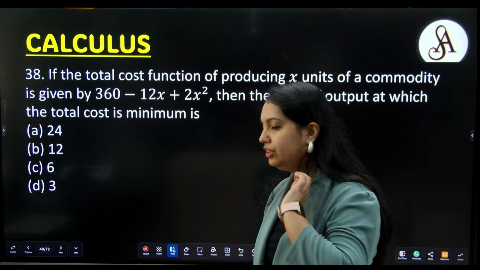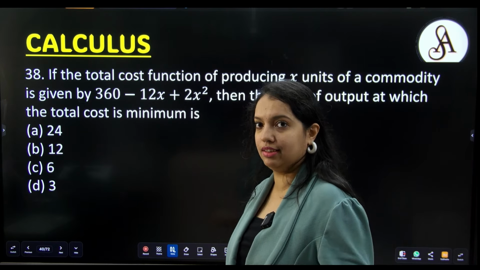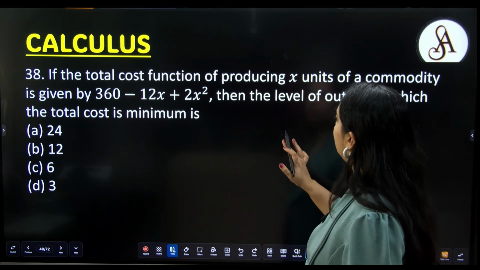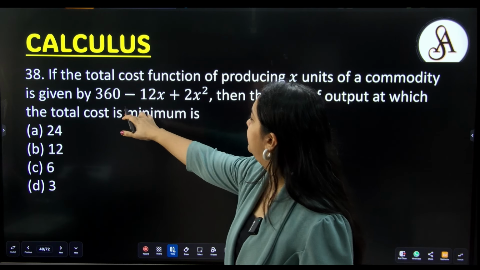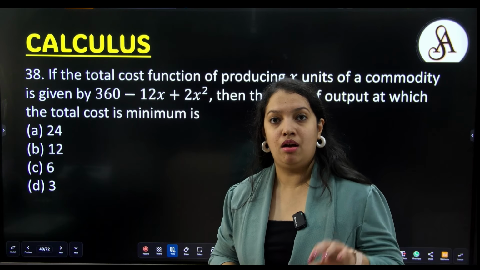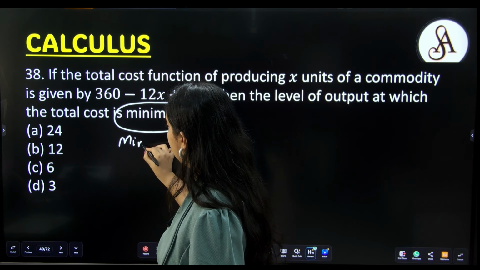Maxima minima questions in the exam will generally be easy, but there will be two steps: one for doing calculus, and second for verifying whether your answer is correct or not. If the total cost of producing is given by this expression, then find the level of output where the total cost is minimum. So, this is a question from maxima minima.